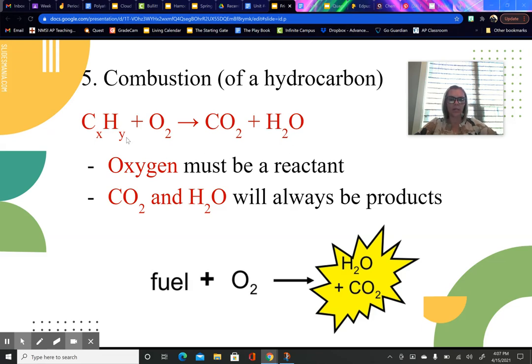But you also have to make sure that oxygen is a reactant, because if oxygen is not a reactant, there will be no combustion. If all you had is a hydrocarbon and then an arrow, that's going to be a decomposition reaction, because you have to have oxygen for combustion to take place. So keep that in mind. You need fuel, which is your hydrocarbon, oxygen, and you get CO2 and H2O.